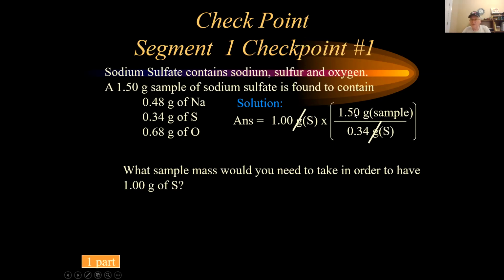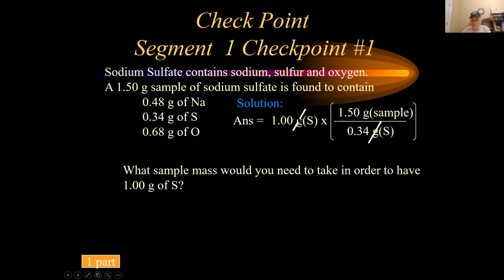Now, the reason why this works is, it doesn't look like it, but 1.5 grams of sample is equivalent to a sample that has 0.34 grams of sulfur in it. So essentially, the numerator and the denominator of this factor is 1 when you take the units into consideration. So I can multiply anything by 1 and not change its true value, but I do change the unit in doing it this way. And that's the way we do all conversion factors.